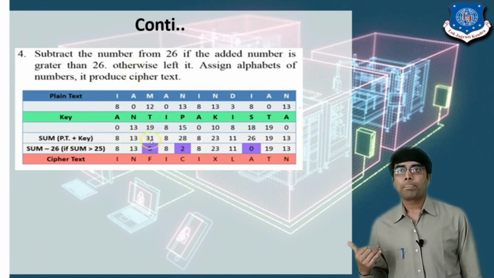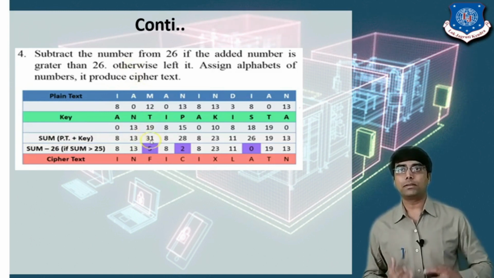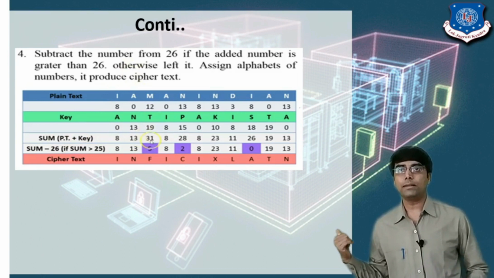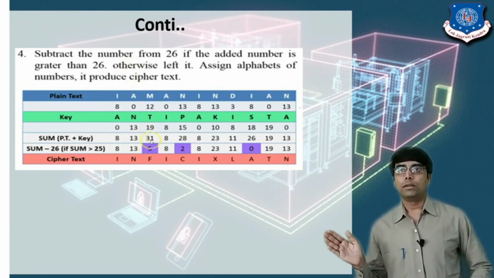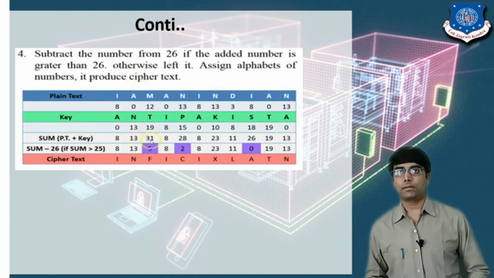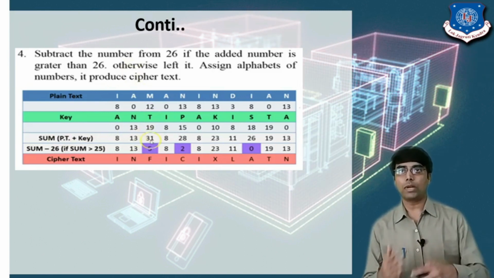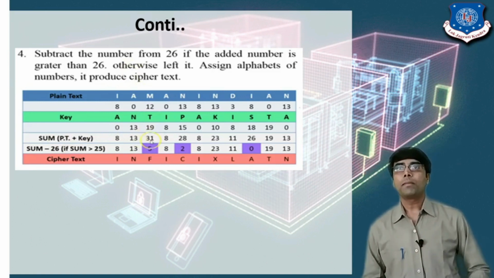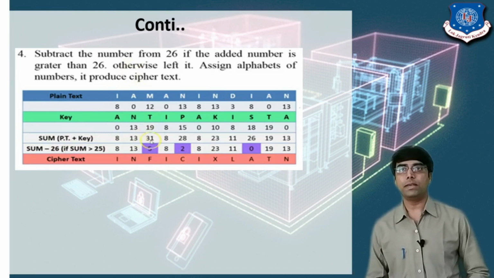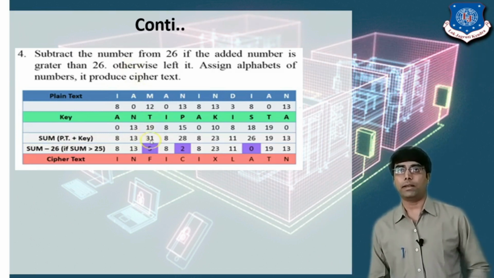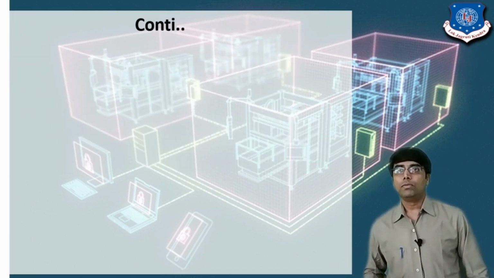So now the value is 19, and 12 plus 19 gives 31. 31 minus 26 gives 5. Now you will get the ciphertext values, and again you will convert these ciphertext values into alphabets. So now your ciphertext is IXLATM.